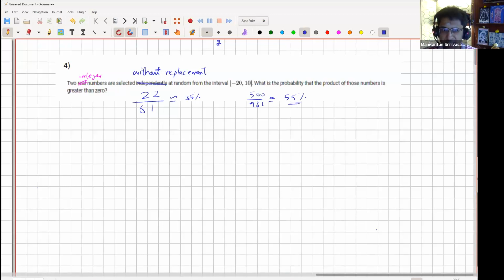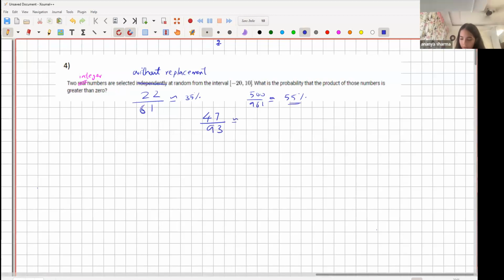I don't think it'll be so much smaller, right? Anyway, we'll work it out. It seems too small to me. Maybe. So I got 47 over 93. Yeah, I got the same thing. 47 upon 93. Some of them will cancel out. So 47 upon 93 is how much in percentage? How much does it work out?